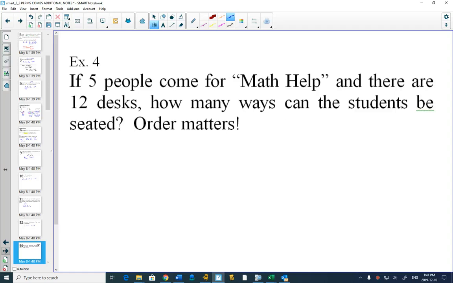And students want to write 12 spaces because there's 12 desks. And you normally put students into desks. So your physical thought of the question causes you to make a mistake. Because the spaces are there for decisions. If 5 people come for math help, how many decisions need to be made? Only 5. Right? Person 1 walks in. How many choices do they have?